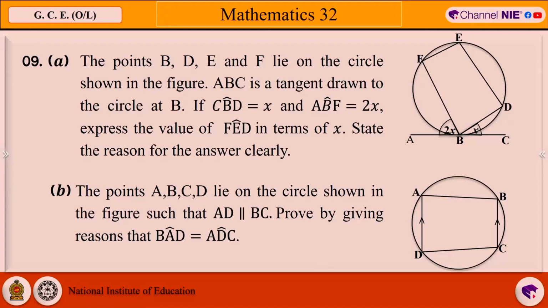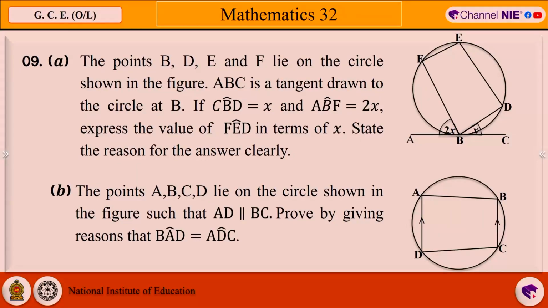Now, we have come to the last problem in this session. It is the 9th problem. There are 2 parts in this problem. We will see what they are. In part A, it says the points B, D, E and F lie on the circle shown in the figure. ABC is a tangent drawn to the circle at B. If CBD equals x and ABF equals 2x, express the value of FED in terms of x. State the reason for the answer clearly.